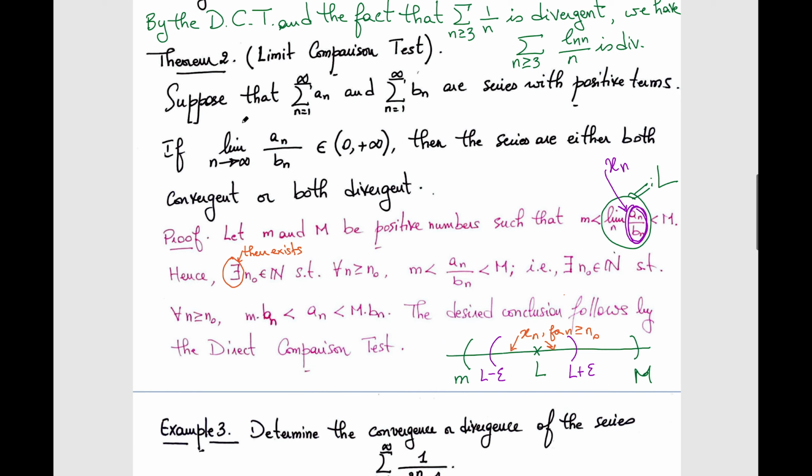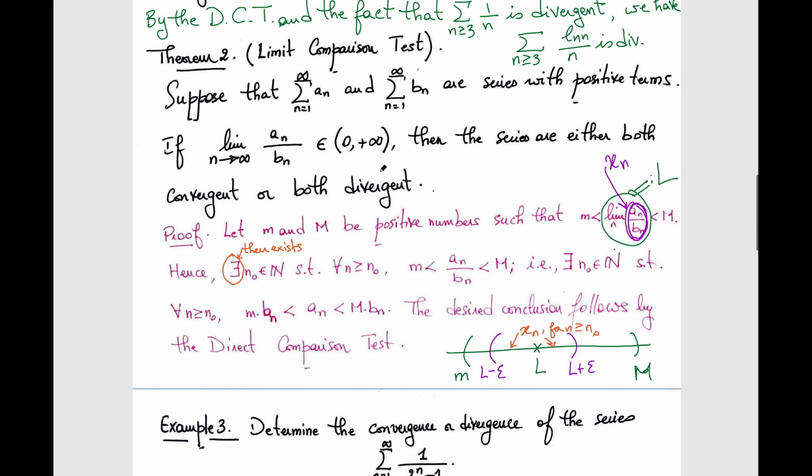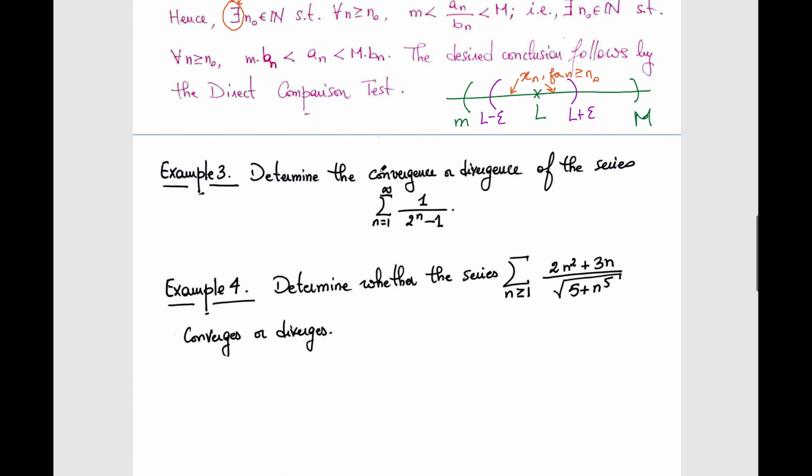So let's read this one more time. Theorem 2. If you're given two series whose terms are positive, and the limit of the ratio of the terms of the two series as n goes to infinity is a finite positive number, then the two series have the same nature. So either both of them are convergent or both of them are divergent. Okay.